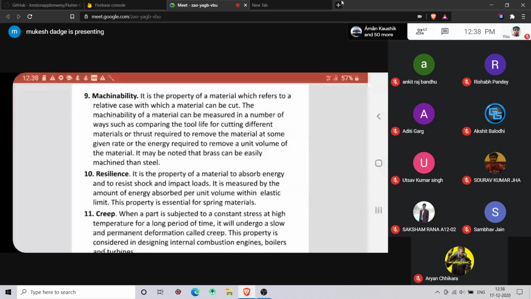It can be noted that brass can be more easily machined than steel, right? तो brass क्या है? Copper plus zinc. Brass is an alloy of copper and zinc. Copper is also a soft material, right? And with zinc, you will get the strength, but compared to steel, brass is easily machinable.